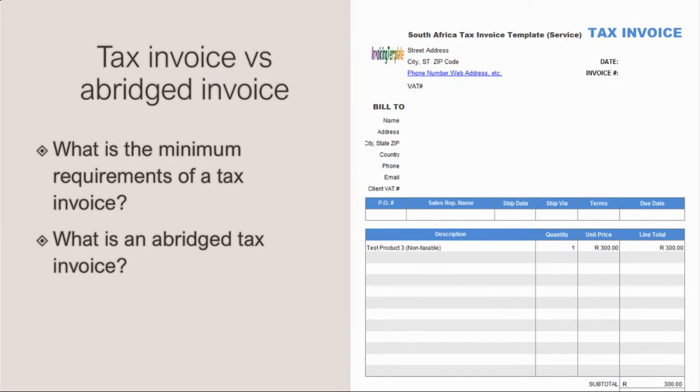And that is basically what you would see on a tax invoice. But now my next question is, what is the abridged tax invoice and how is that different to a tax invoice? What do you guys think?